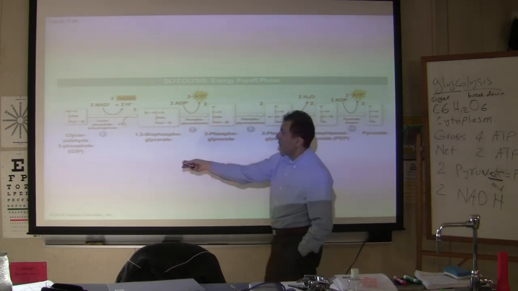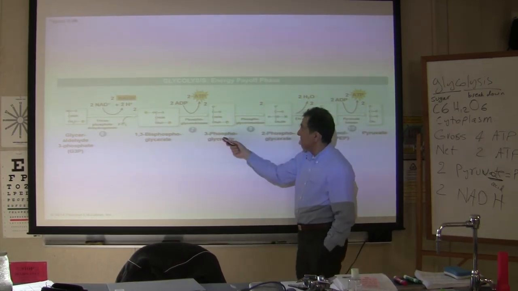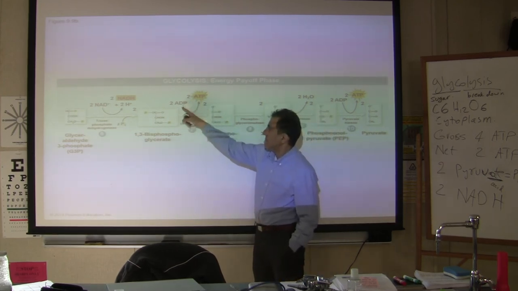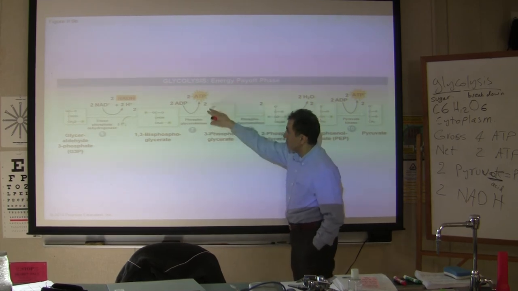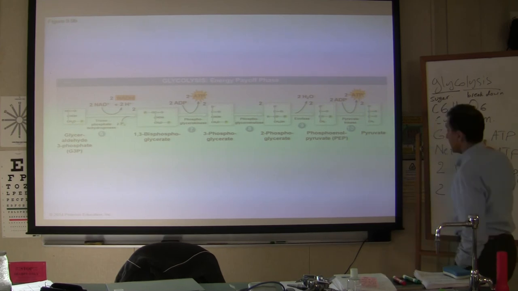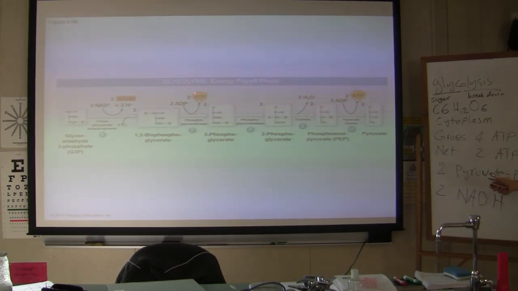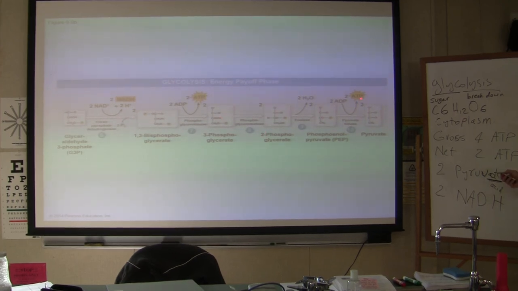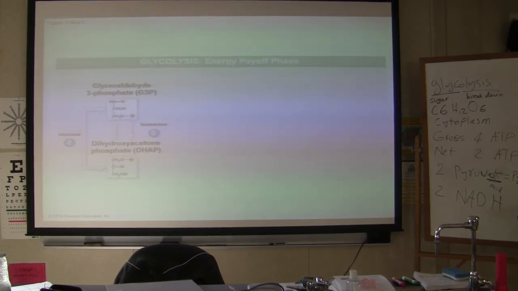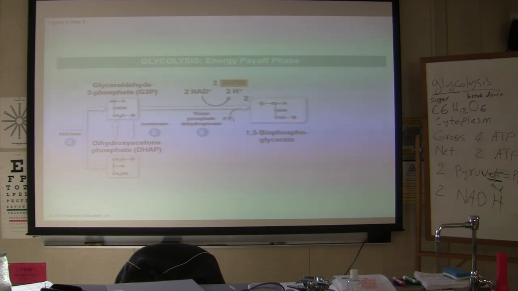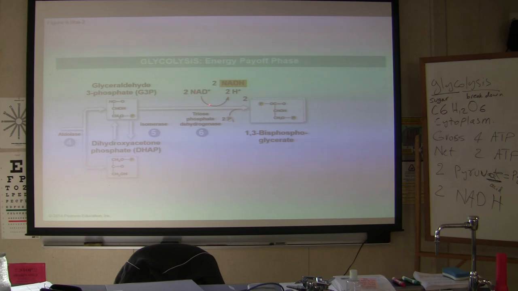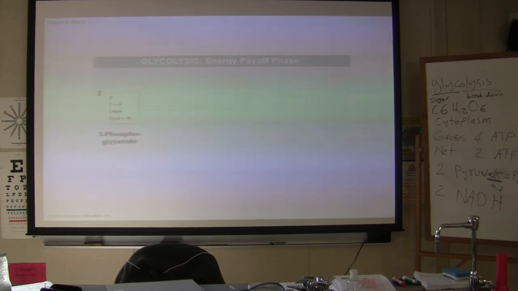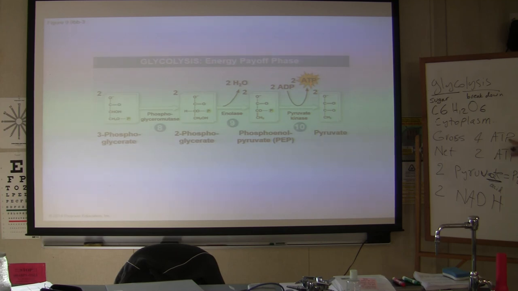And then when 1,3-biphosphoglycerate becomes 3-phosphoglycerate, it gives you what? 2 ATP, 2 ADP becomes 2 ATP. And then of course there are 2 of them, so you have 4 ATP. Another 2 ATP here, I'm sorry. You have 2 ATP here and 2 ATP here, and then more steps, another ATP, so you end up with 4 ATP. Let's write here: glyceraldehyde 3-phosphate becomes 1,3-biphosphoglycerate, 2 NADH, and 2 ATP. Out of those 4 ATP, 2 are here and 2 are here, that's why you've got 4 ATP.